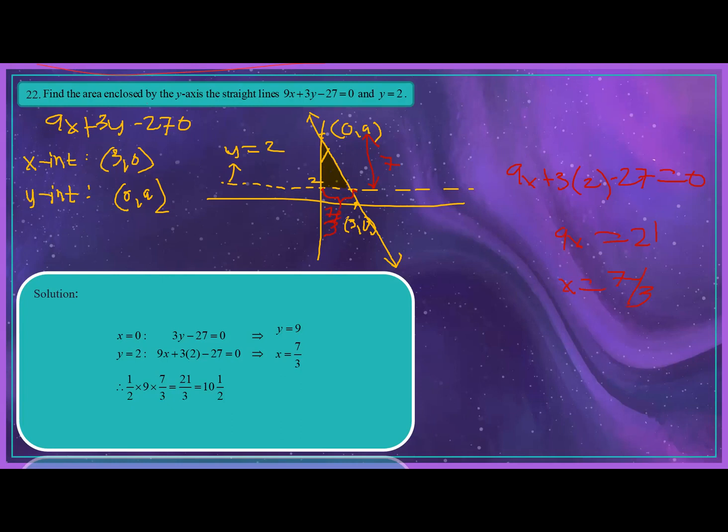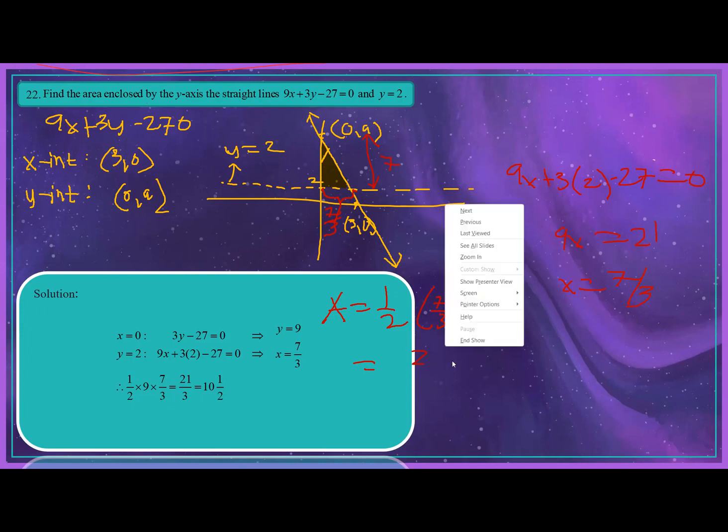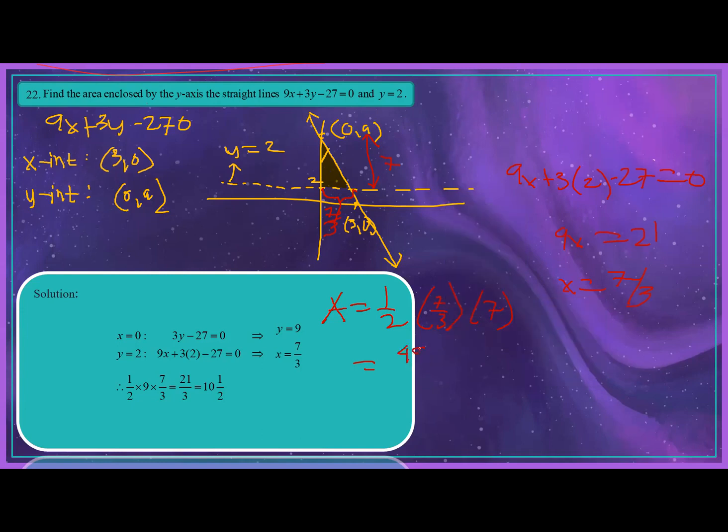So now we have the sides of a triangle. The area is 1/2 base times height. Our base is 7/3 and our height is 7. So we have 49 over 6.